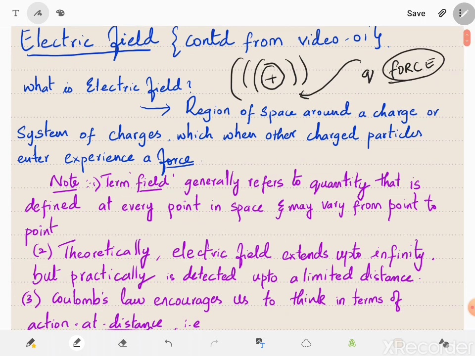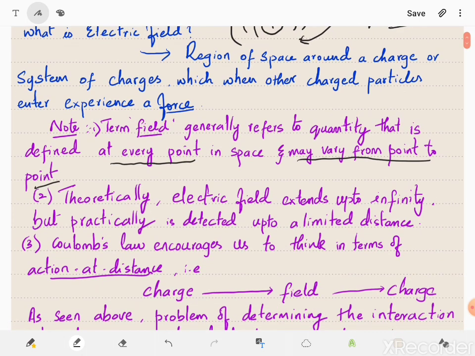Now, this term electric field, rather field, generally refers to a quantity that is defined at every point in space and may vary from point to point. If it doesn't vary from point to point, then the field is said to be constant, or in other words, we can call it a uniform field. If it varies from point to point, then we will call it a non-uniform field. Mathematically, any field must extend up to infinity, but practically an electric field is detected up to a limited distance.